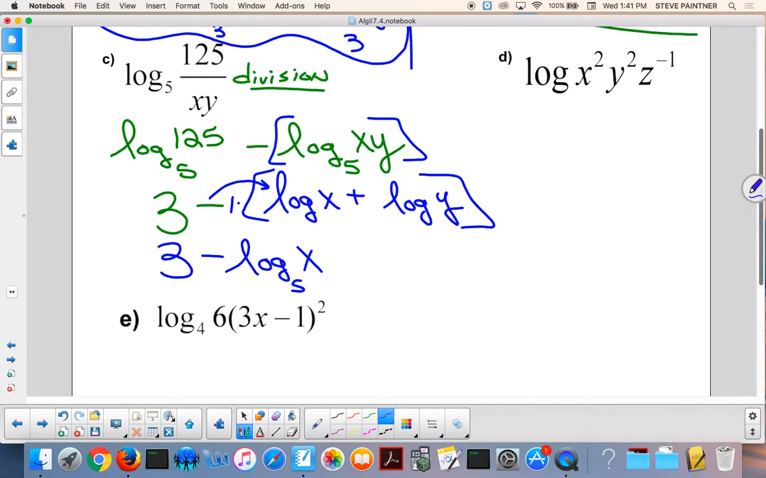Base 5. Forgot my bases. What's this going to do to this one? It makes a negative. There you go. So that was a tricky one because it says subtract whatever log of xy is. You split xy into addition, but then you have to run the negative through to get this. Good? All right. Next one.